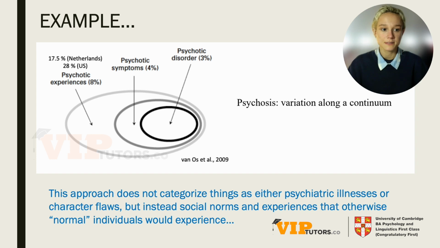There's a larger section of the population that have psychotic symptoms but don't quite fit the cutoff to have a psychotic disorder. And then here there's an even bigger chunk of the population, 8% or 28% in the US, where people have psychotic experiences. So that might be things like a small scale hallucination at one point in their life, but that is not enough to mean that they have a psychotic disorder, i.e. a psychiatric illness. So it varies along a continuum.